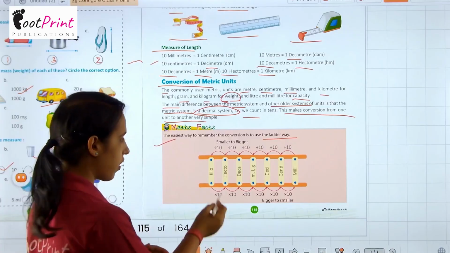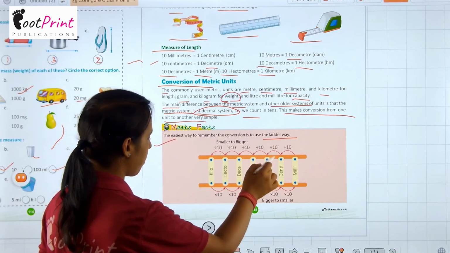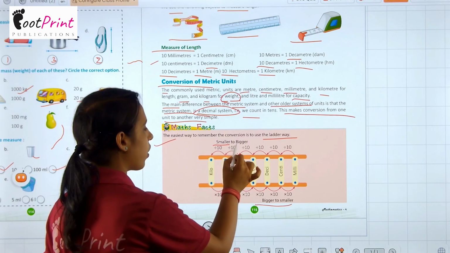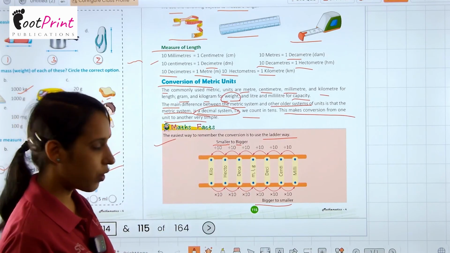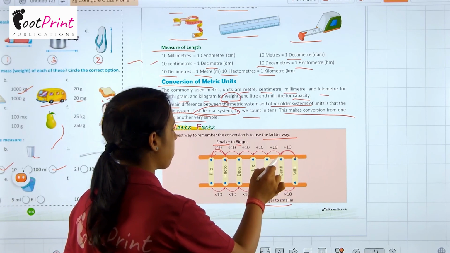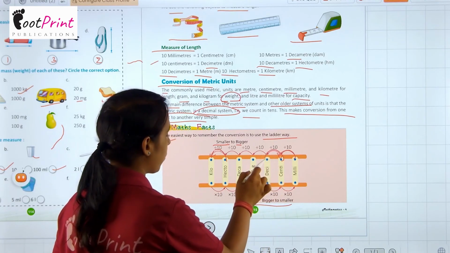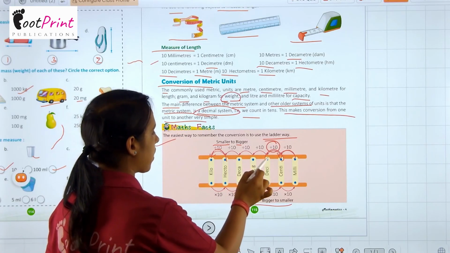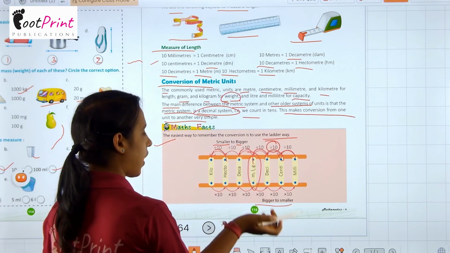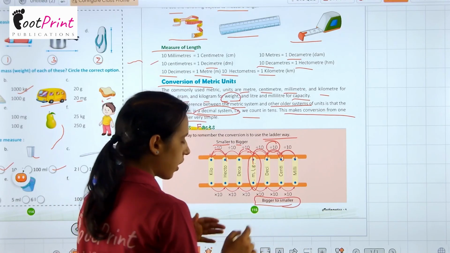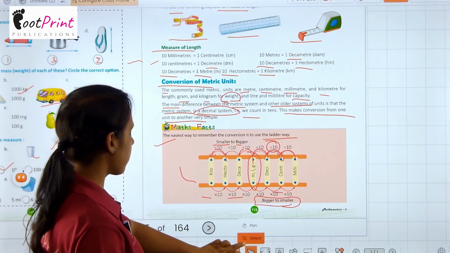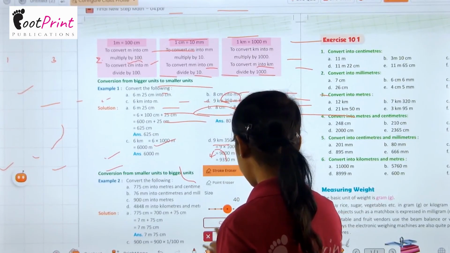So here a ladder is given. If we are moving from smaller to bigger, we have to divide the units. Milli to centi, we will divide by 10. Centi to deci, again we will divide by 10. In the same manner, deci to meter, liter, gram, which are the basic units, we divide by 10, and so on. And when we go from bigger to smaller, from a bigger unit to a smaller unit, we multiply by 10. Now move to the next. Here we have conversion of units. Let's see here.